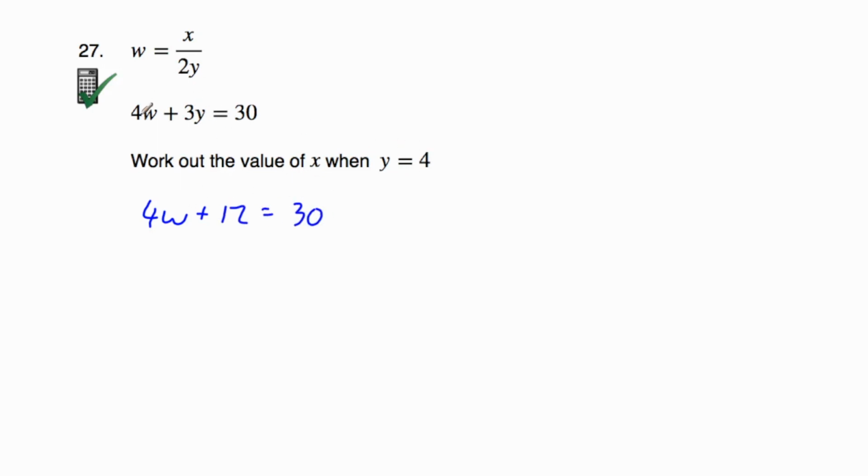Now, this is an equation. We can solve this to get our value for w. Then we can use our value for y and our value for w to get our value for x using our top information here, our top formula. So let's solve this and find our value for w first of all. So we've got 4w plus 12 equals 30.